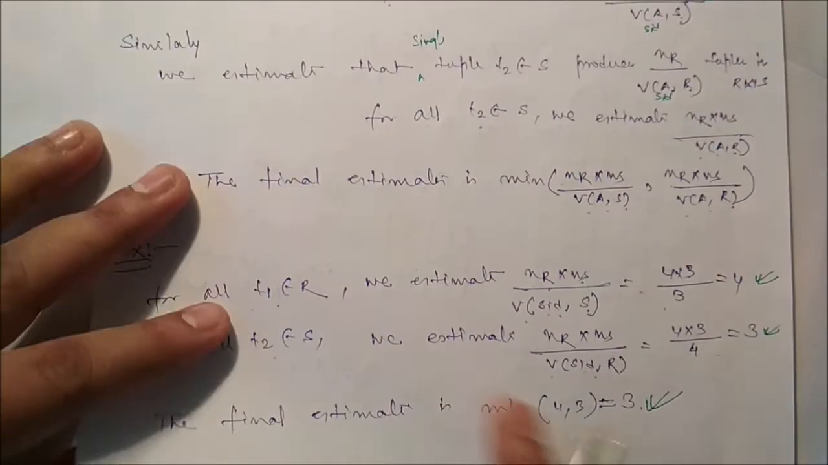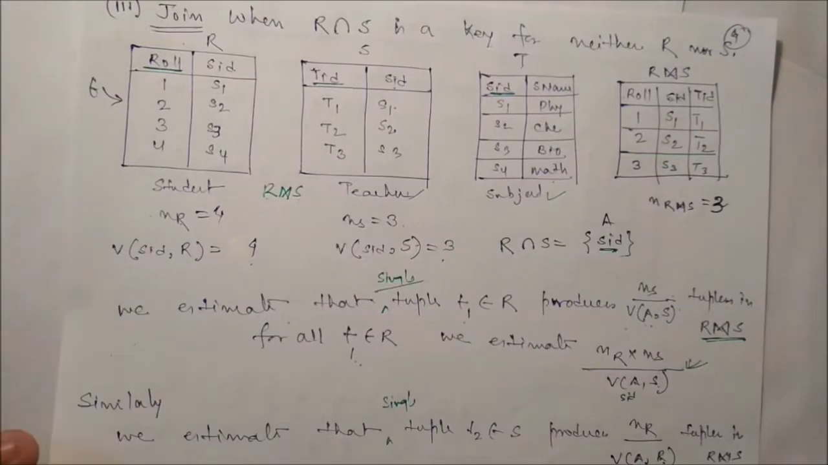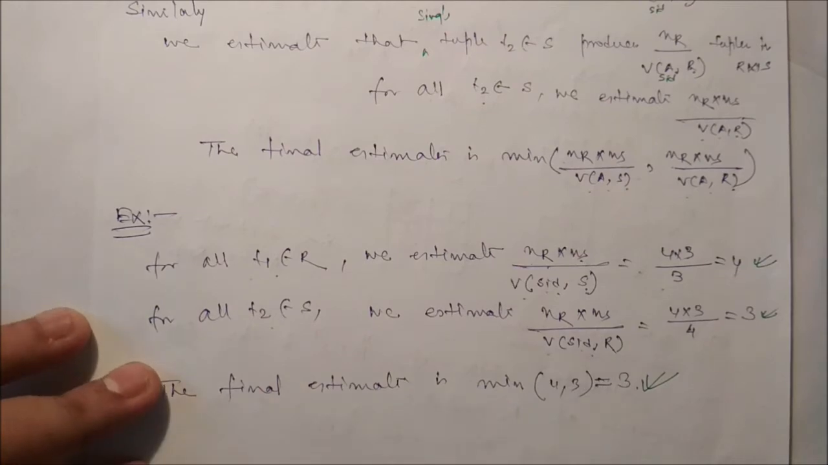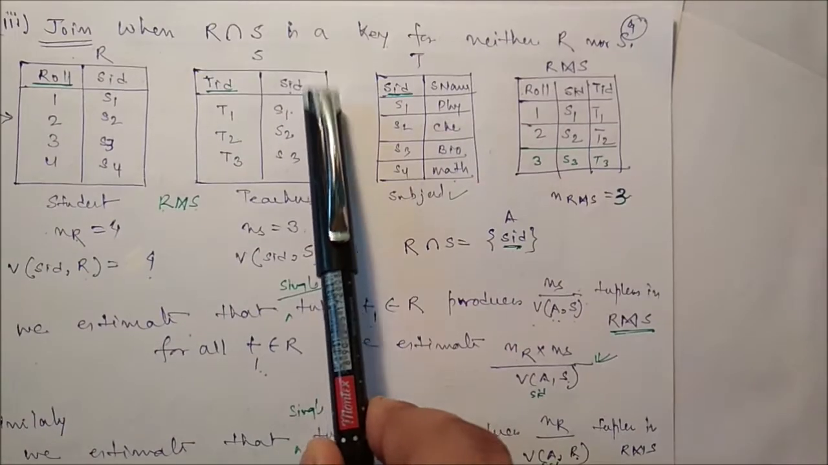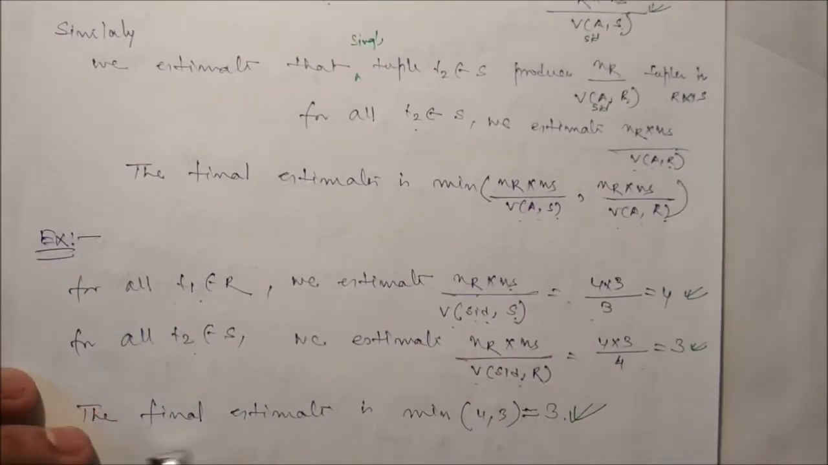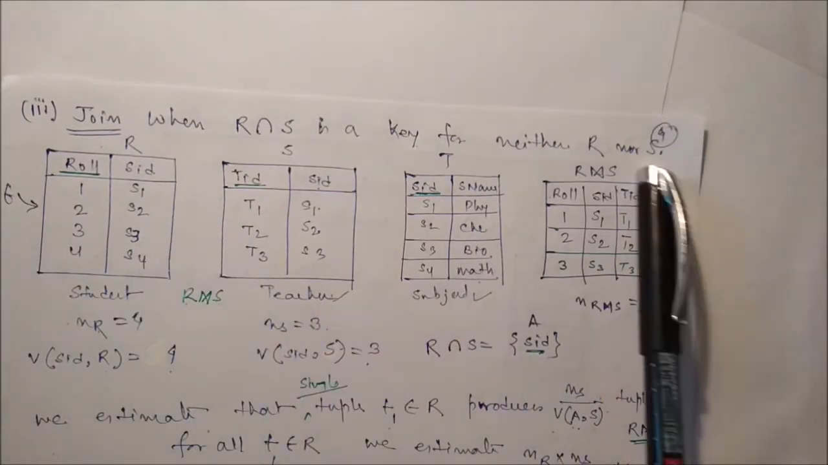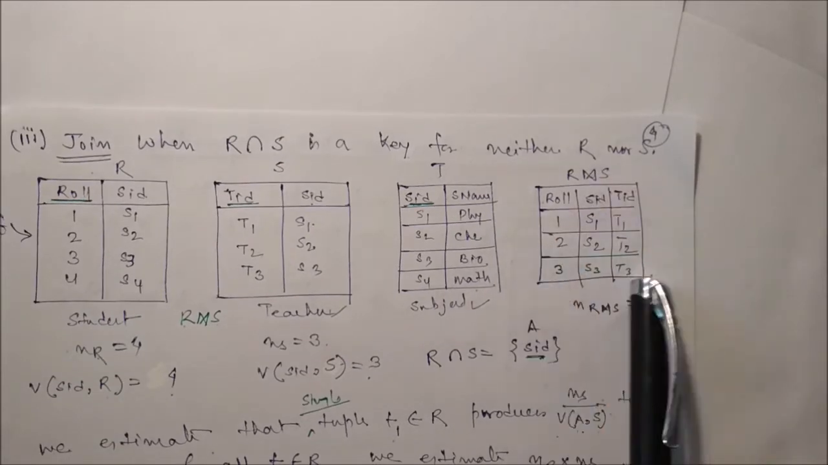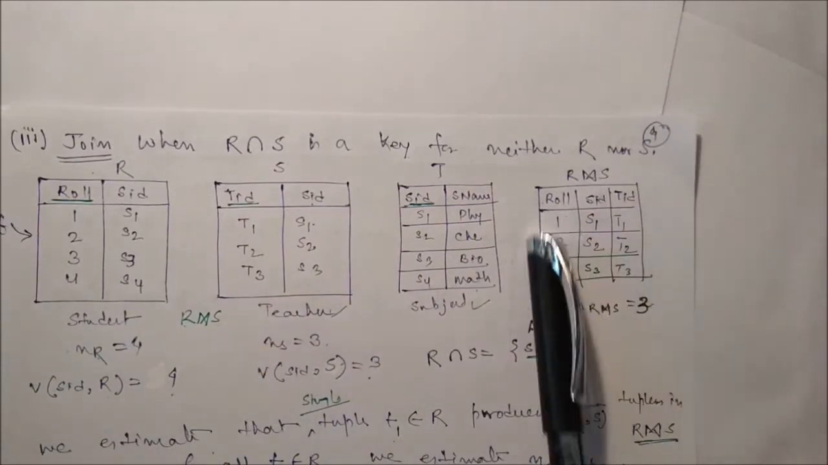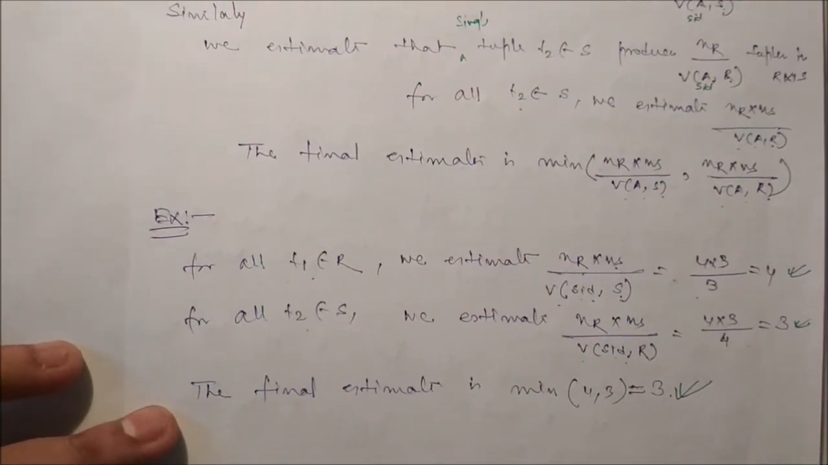So that means you can see here, 3 records are there. This is the formula for that. For all T1 belonging to R, the answer is 4. For all T2 belonging to S, the answer is 3. We have to take the minimum value, 3, and we have seen that if you merge these two tables, the answer is only 3 records. So before merging, we can estimate how many records it will generate. It will generate 3 records by applying this particular concept.